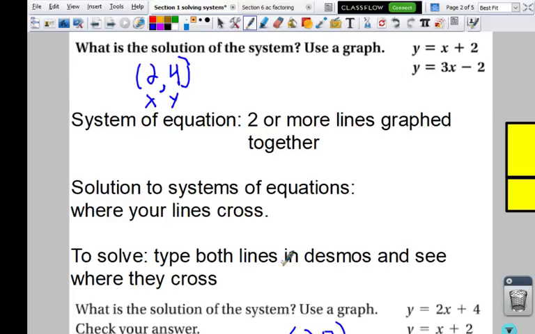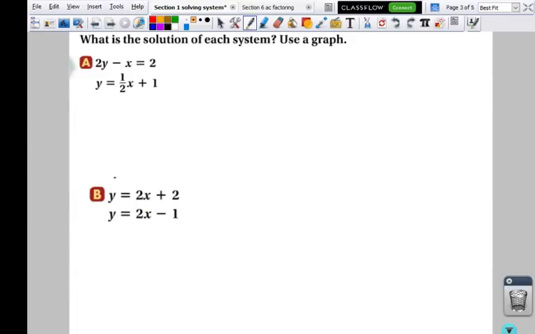Hey, why don't you get off that Google Doc there, Dylan? Stop talking to somebody. Why don't you get off that Google Doc, get on Desmos. Make sure you take some notes too.